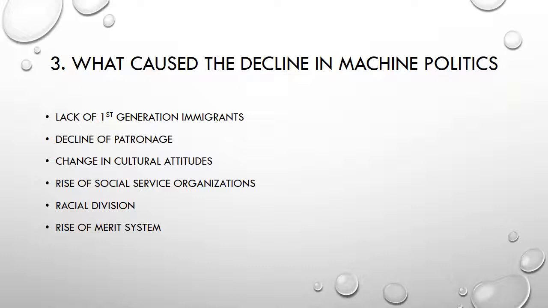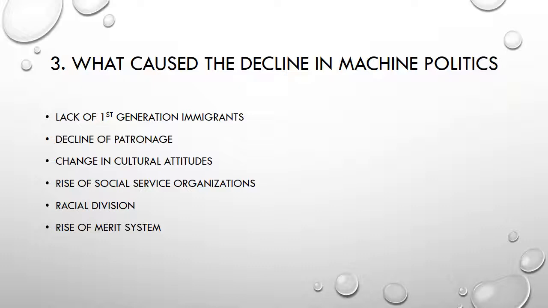good services. Another thing is the rise of social service organizations, because what happened is that the government, especially the national government and to some degree the states, started to provide the social services that the machine was providing, like helping people who were poor, getting jobs and housing and all the rest. Another thing is racial division.